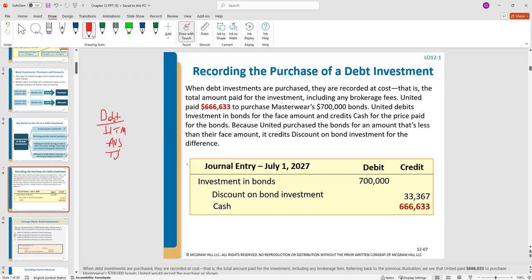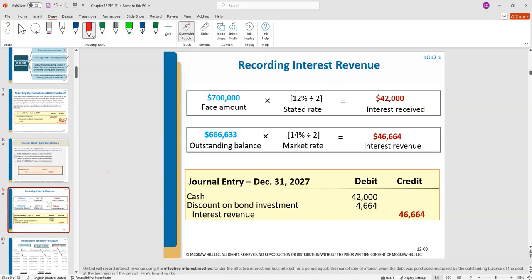For all of these, at least the purchase and the revenue portion for the interest revenue will be the same, right? So we buy it here. In this case, it will be debit bonds for $700,000. We paid $666. We'll credit the discount on there, right? That's when you buy it.